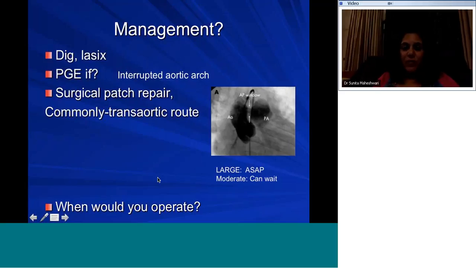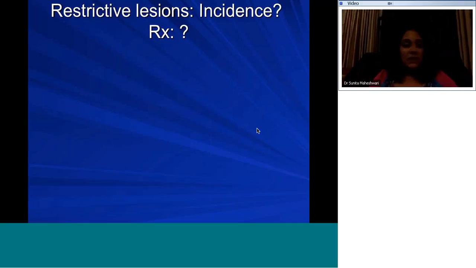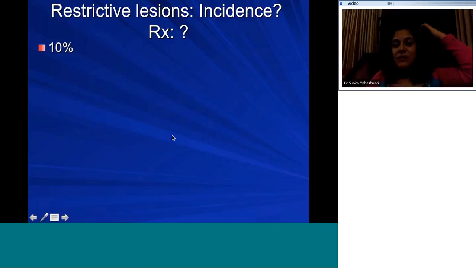Now, if you have a moderate AP window, that means a restrictive AP window, then what is the management? Okay, one question. How many of the AP windows are restrictive? Typically, what percentage of AP windows are restrictive? Like 10%, 30%, 50%, 80%? Not so high, typically 10%. So 90% are generally large.